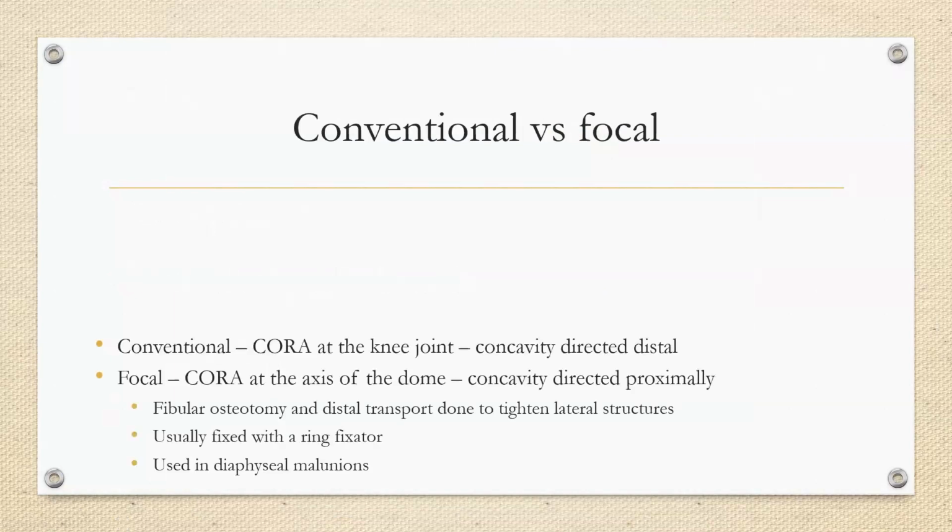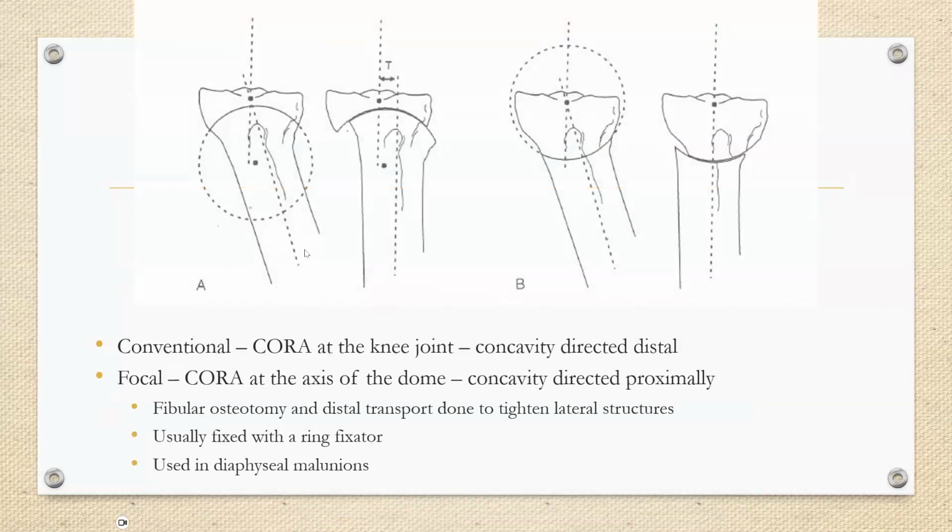So with respect to dome osteotomy, there are two types. One is the conventional osteotomy, which can be planned for intra-articular varus deformities, focal deformities for diaphyseal malunions. So in the conventional dome osteotomy, it is a deformity at the knee joint. So the CORA is at the knee joint in the proximal tibia. And hence, in such cases, the deformity correction is done outside with the concave directed distally.